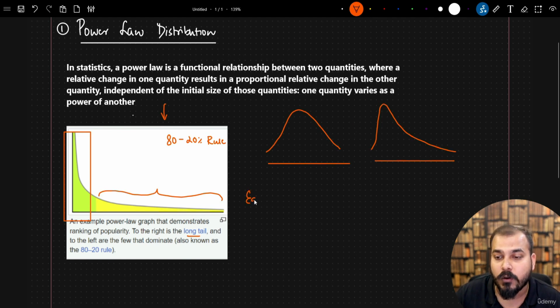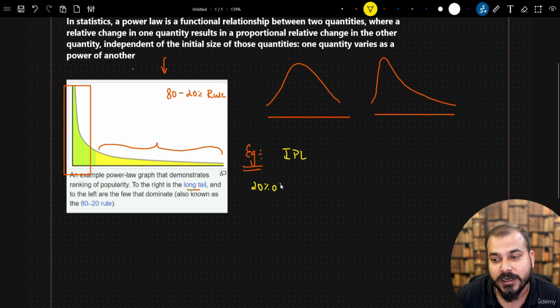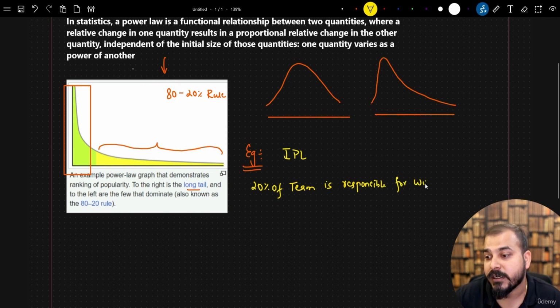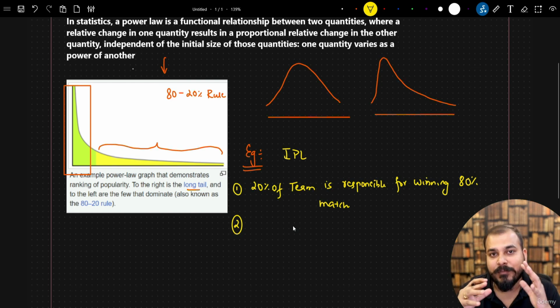Now, let me talk about some examples of data sets that follow power law distribution, because unless you understand these examples, you will not be able to relate to it. I hope everybody has seen the IPL, Indian Premier League, right? Can we say that 20% of the team in most of the matches is responsible for winning 80% of the matches? So obviously this is true. This is my first example. Now let's talk about the second example. In the IPL, obviously you have seen that 20% of the team plays absolutely fine to win 80% of the matches, right?